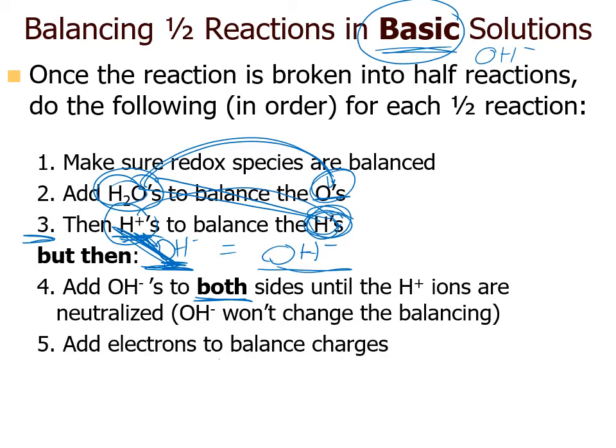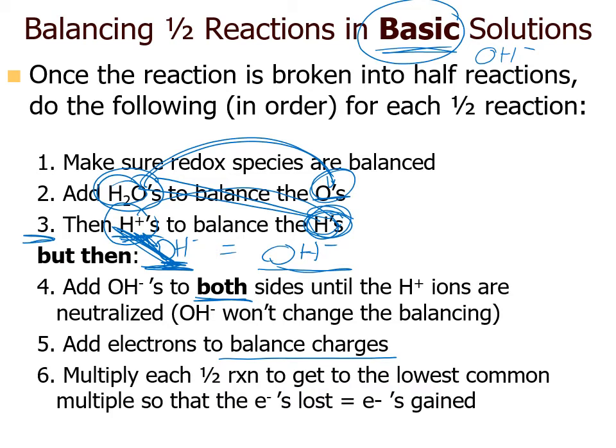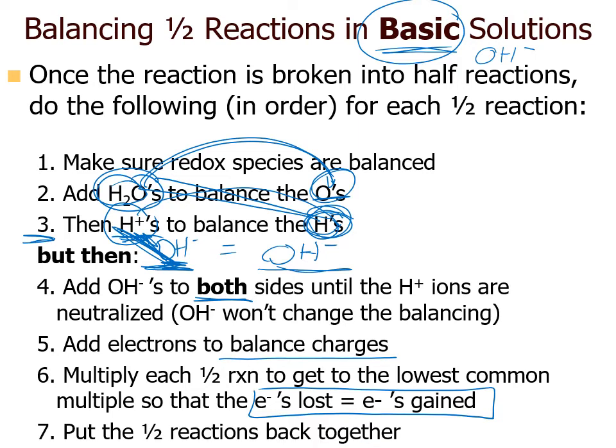Then we will figure out the charges by adding electrons where they need to go in order to get the charges to balance. Make sure the electrons lost equal the electrons gained. So multiply by whatever factor you need to get to the common multiple for electrons, and then you can add the reactions together and you're done.